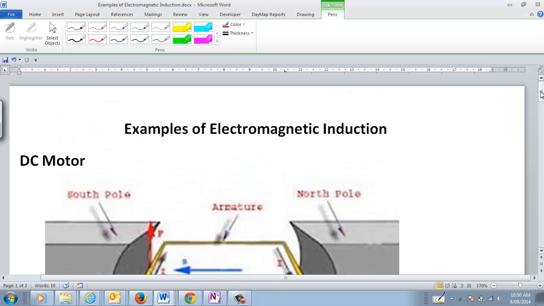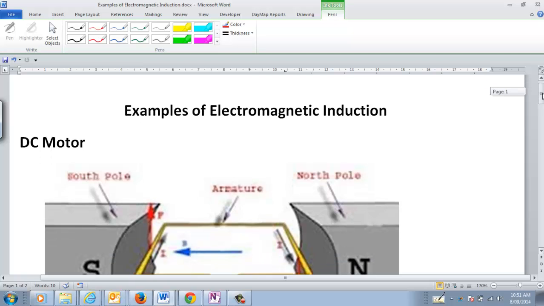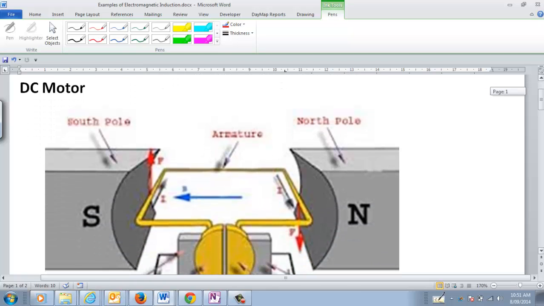Today we're going to be looking at another example of electromagnetic induction, and that is basically how motors and generators work. Alright, so essentially a motor, and we've got a very simple schematic here of a DC motor. What a DC motor does is it simply takes electrical energy and converts it to mechanical energy.